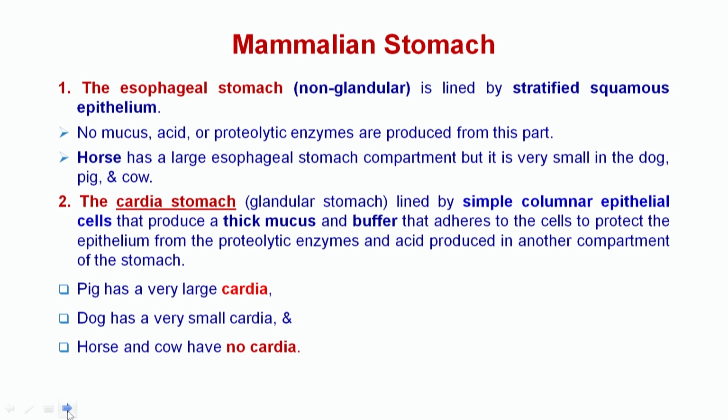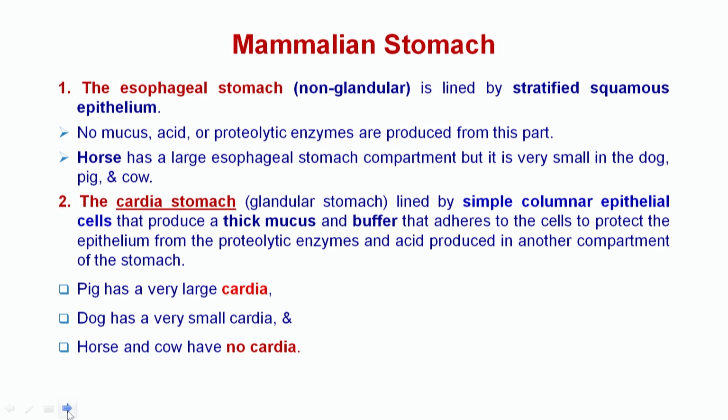It secretes no mucus, no acid, and no proteolytic enzymes are produced from this part. The horse has a large esophageal stomach compartment, but it is very small in the dog, pig and sow.